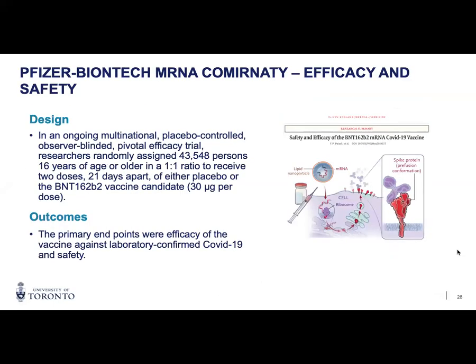So this study, published in the New England Journal of Medicine, investigates the safety and efficacy of the Comirnaty mRNA COVID-19 vaccine. In an ongoing multinational placebo-controlled observer-blinded pivotal efficacy trial, researchers randomly assigned about 43,000 persons 16 years of age or older in a 1-to-1 ratio to receive 2 doses 21 days apart of either placebo or the Comirnaty vaccine candidates at 30 micrograms per dose. The primary endpoints were efficacy of the vaccine against laboratory confirmed COVID-19, as well as safety.